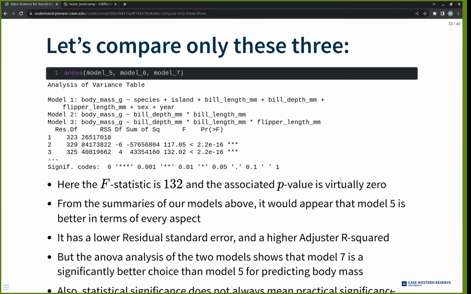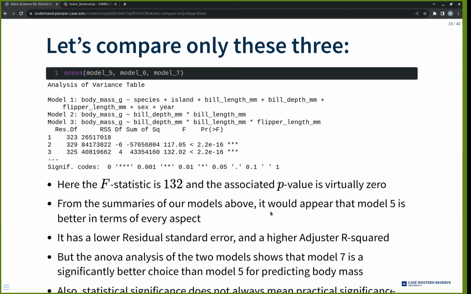Okay, let's go on. Now we'll compare only the three most statistically significant models: model 5, model 6, and model 7. So this shows model 1 is all the variables, that is 5, model 2 is the interaction of 2, and model 3 is the interaction of 3. Now if you see, only two models are statistically significant, those are 2 and 3, that means 6 and 7. So only model 6 and model 7 are statistically significant. Also, the F statistic for model 7 is 132, right?